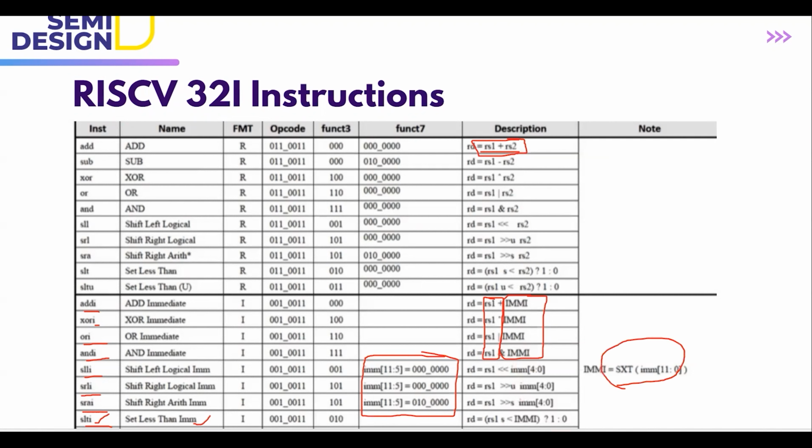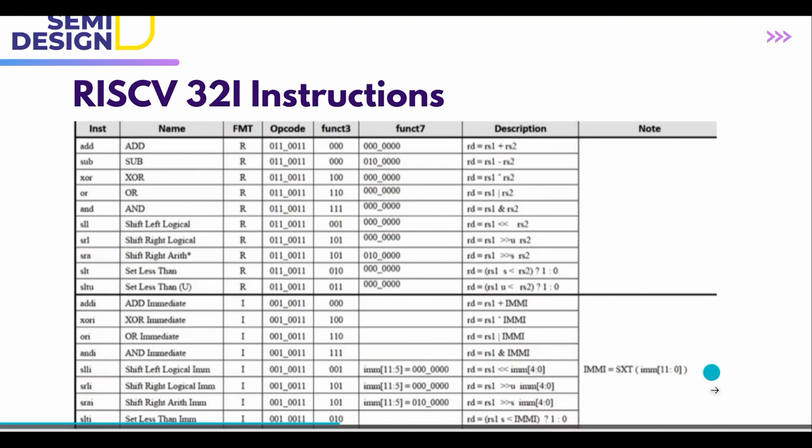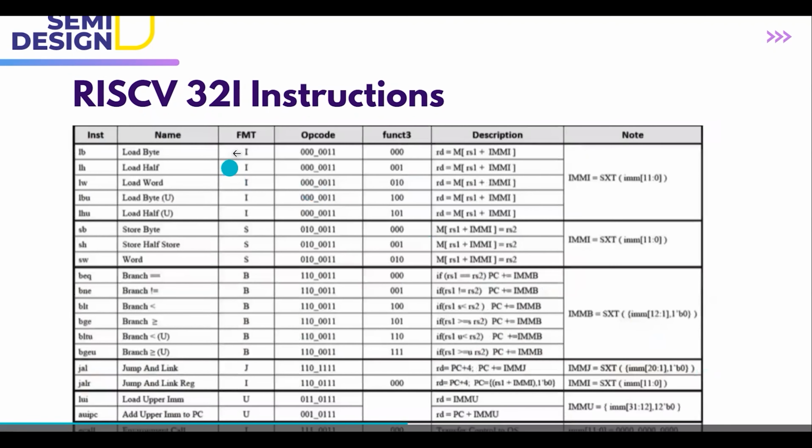We have sign extension, right? Unsigned or signed, like that. Based upon that, we'll check this. So these are different types of instructions. Like we have load byte, load half, like load and store instructions. Like S type. S type means store byte, store half, store word. If you see the opcode, that is a different opcode. Here we have M of RS1, one source.